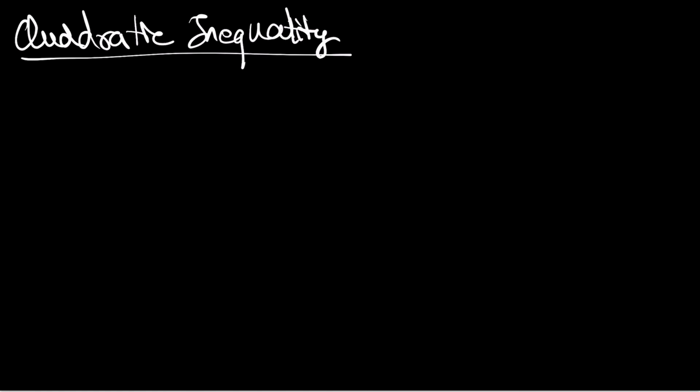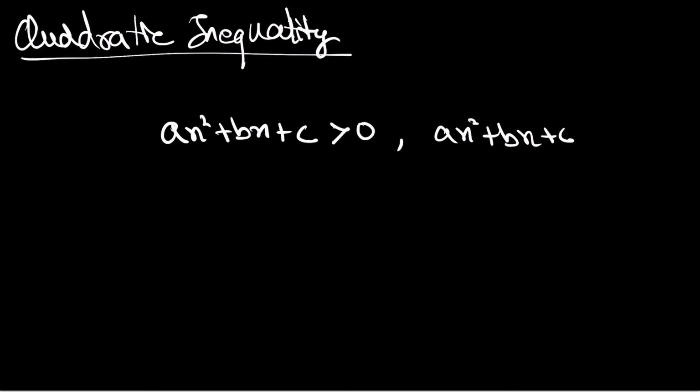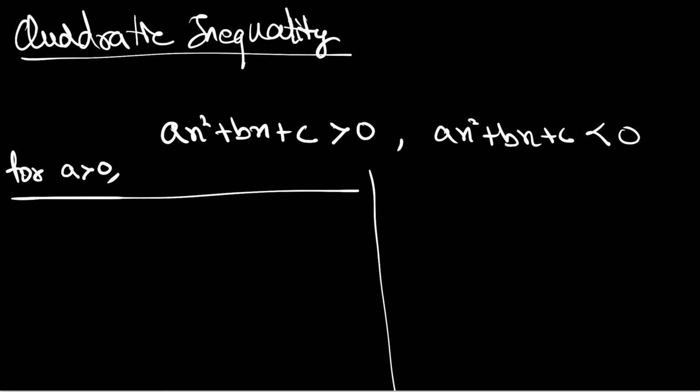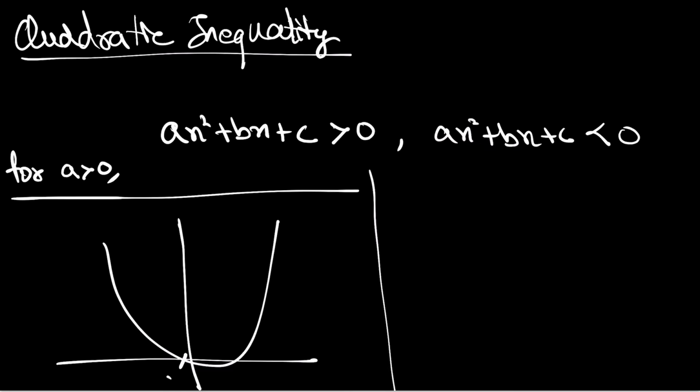Quadratic inequality means that if an equation ax square plus bx plus c is greater than 0, or ax square plus bx plus c is less than 0. Now we saw that for a greater than 0, the graph basically looks something like this, where it intersects at alpha and beta, which are roots of this equation. Roots are alpha comma beta.